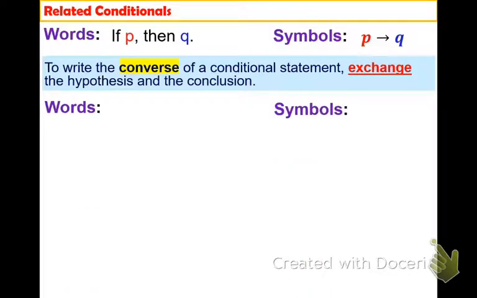The inverse. Oh, before we do that, sorry, getting ahead of myself. When we do the converse, we're switching the hypothesis and the conclusion. So then it would be if Q, then P. Because what does Q represent?